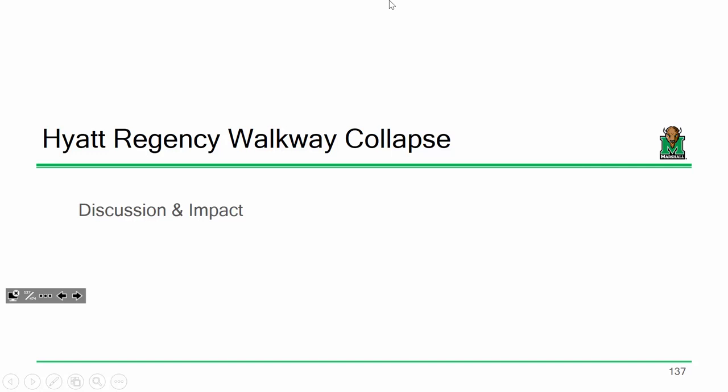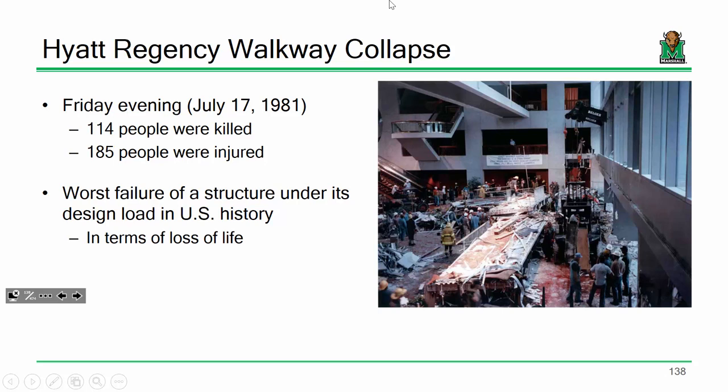Okay, all right. So let me talk a little bit about this event. I hope I turned that on. So this was a collapse of an elevated walkway in the hotel lobby of the Hyatt Regency out in Kansas City. Now, this was a while ago. This happened in the early 80s.